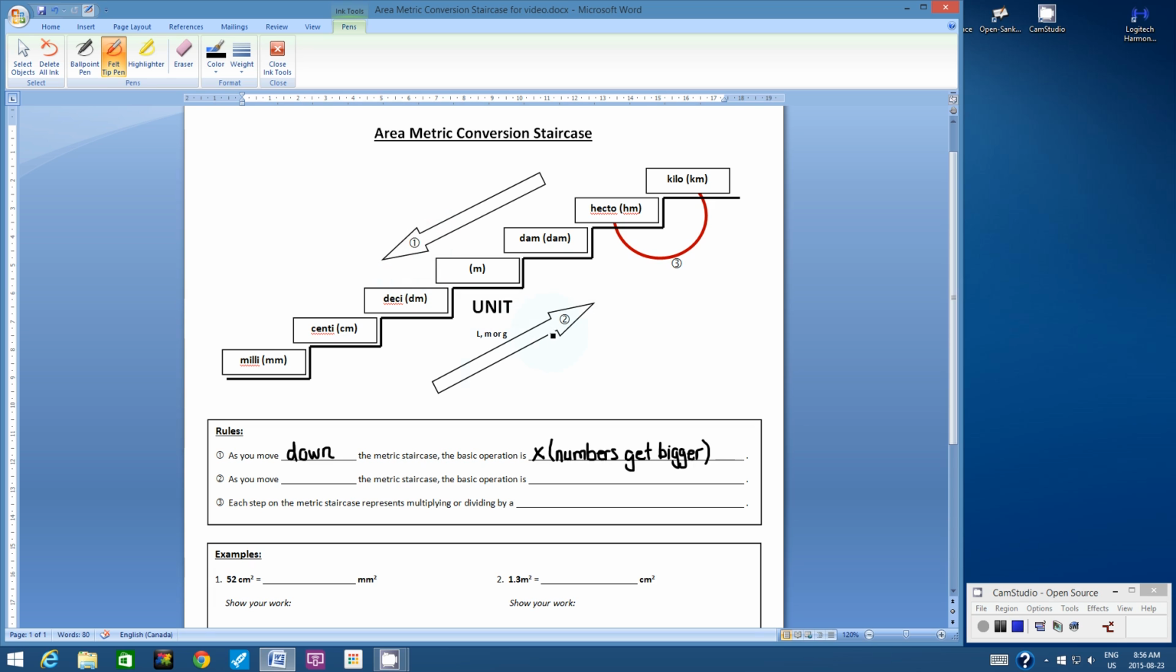Rule number 2, we see this arrow going up the metric staircase. As you move up the area metric staircase, the basic operation is division. And if we're dividing, then that means that the numbers get smaller.